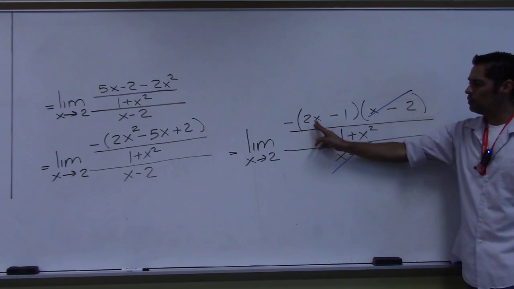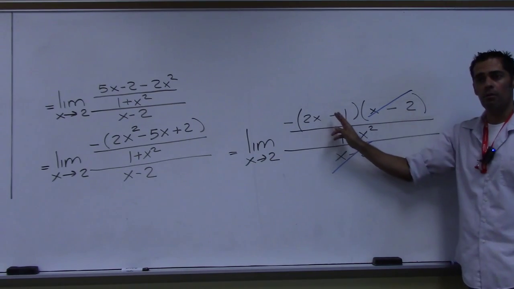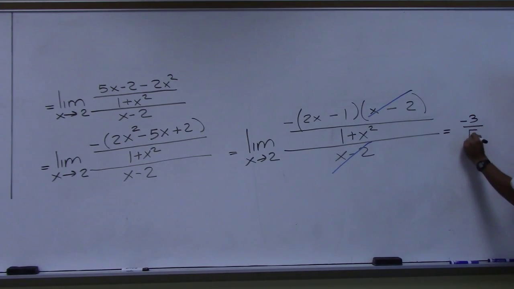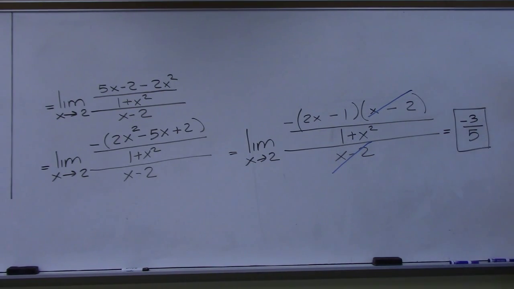So 2 here, 4. 4 take away 1, that's 3. Negative 3 over 4 plus 1, 5. Negative 3/5. That's the answer. See, I'm not asking for the equation of a tangent line or anything like that. It's just what's the derivative at A? At 2, it's this number. That's your derivative.